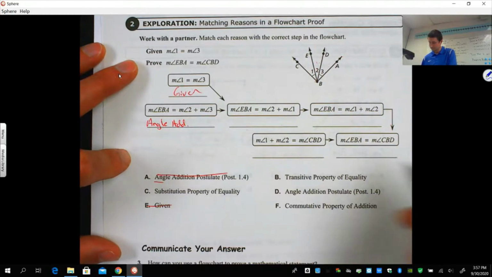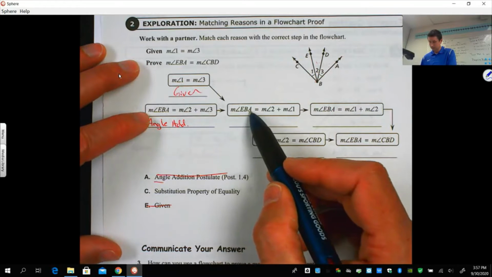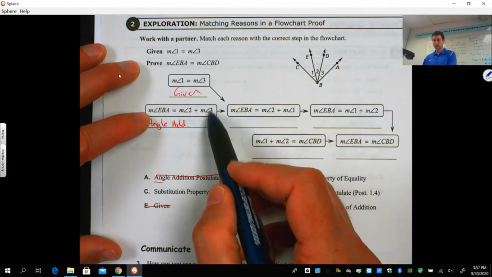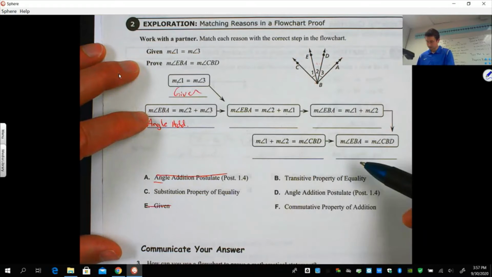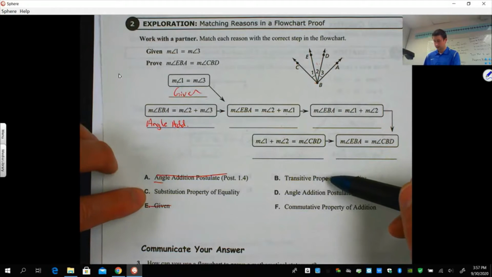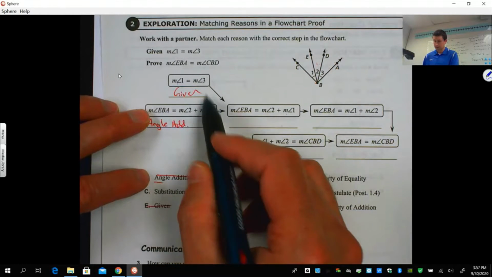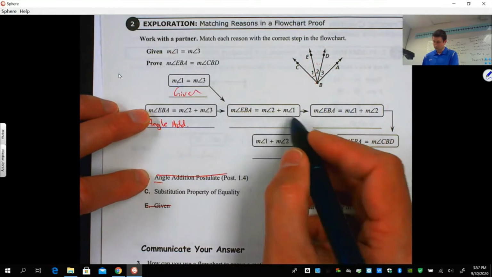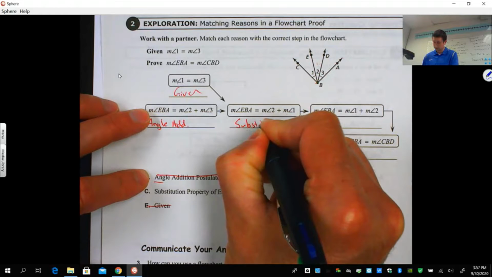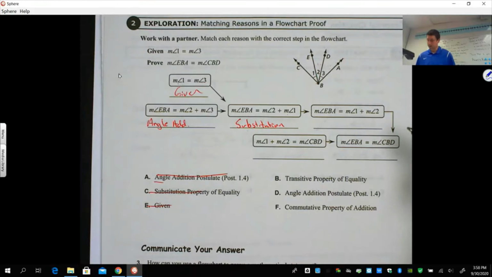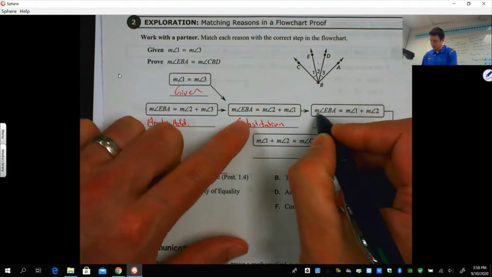Angle addition postulate. Measure of angle EBA equals 2 plus 1. Well, here is 2 plus 3, but we also know 3 equals 1. So, is this a substitution or is this a transitive? We did not replace an entire half of an equation. So I think this is going to be substitution here because in this formula, they replaced one thing with another. So I'm going to call this the substitution property. Now we're going to keep going. If we run into a hitch and we think something else should be substitution, we come back and we'll fix it.